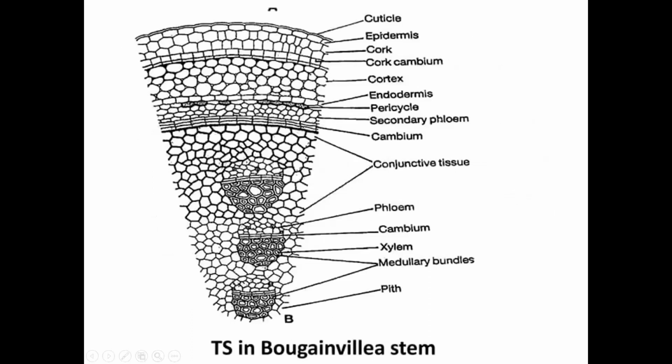So it is producing the secondary tissue. These cells which are sclerenchymatic are called the conjunctive tissue. In the conjunctive tissue, here the phloem is present, and this one is the xylem. So this is the cambial ring. It produces secondary xylem towards the inner side and secondary phloem outside.